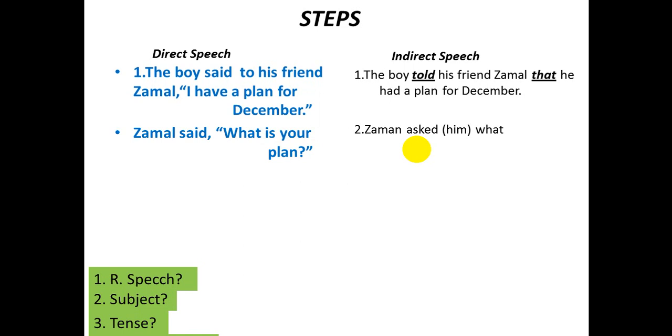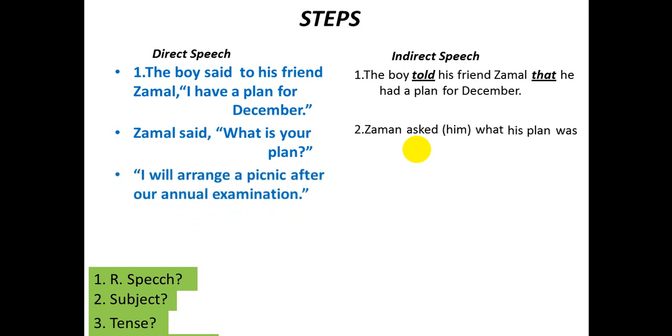That means it will be like: your plan is. So the subject is your plan, and it will be his plan. And of course look at the tense. Your plan is, that means present indefinite tense, it will be past indefinite, and was will be here. So finally we found that Jamal asked what his plan was. Okay, so done.